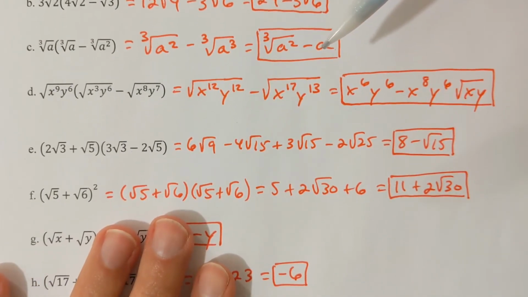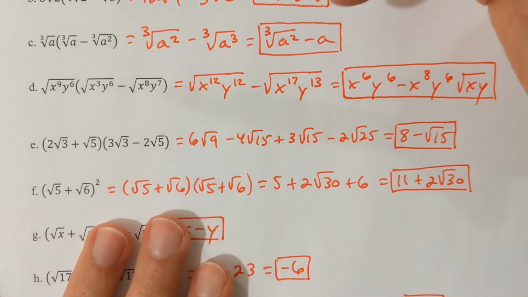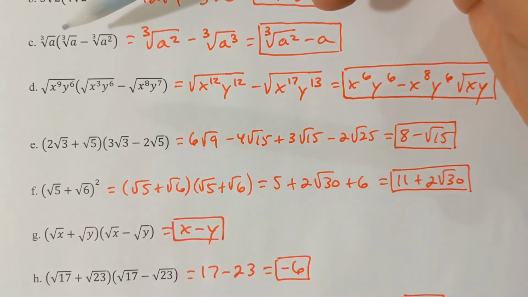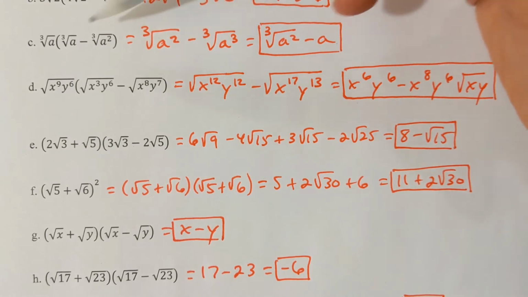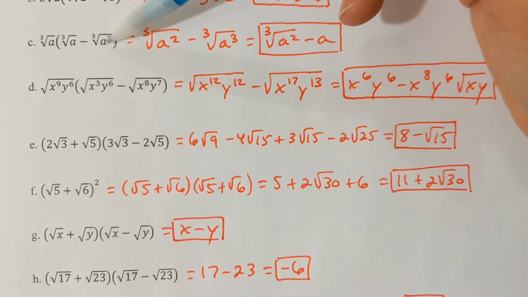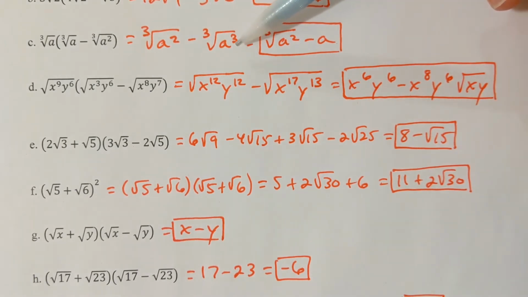Okay, part C. Again, we're going to distribute. The cube root of a times the cube root of a, that'd be the cube root of a squared. The cube root of a times the cube root of a squared would be the cube root of a cubed. The cube root of a cubed would be a, since the index and power match there, with those both being 3. The cube root of a squared, I can't do anything more to simplify that, so at that point I'd be done. The cube root of a squared minus a would be my answer.